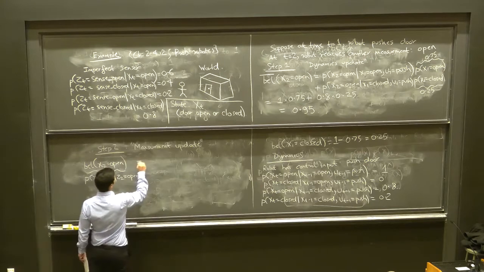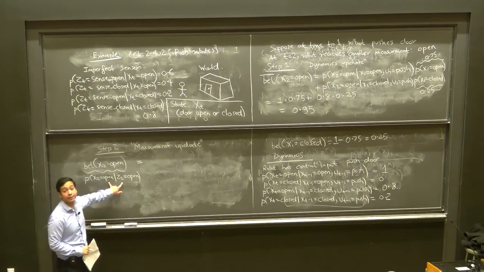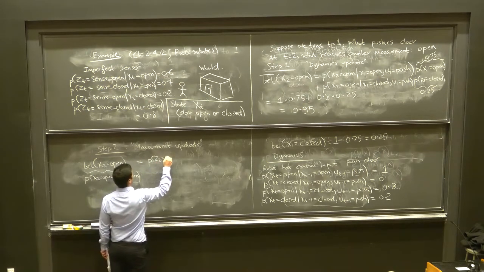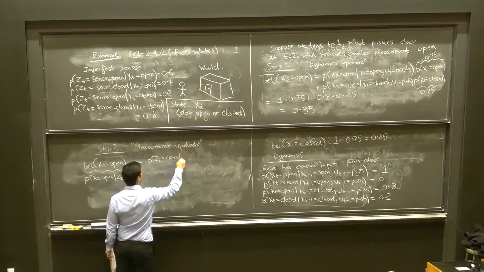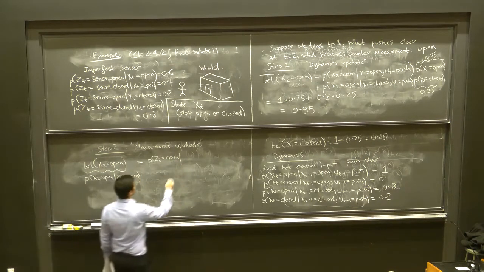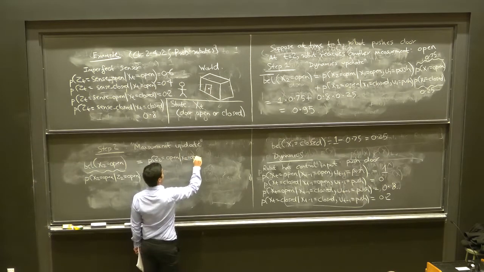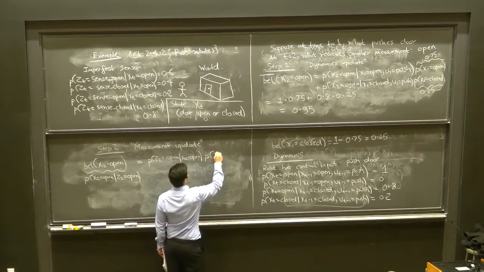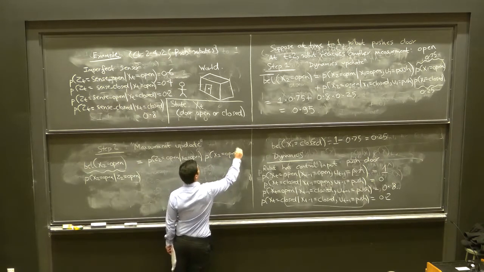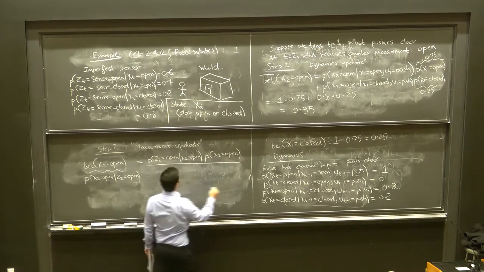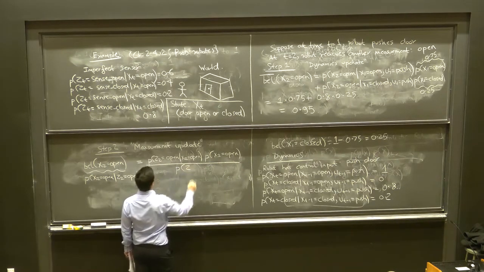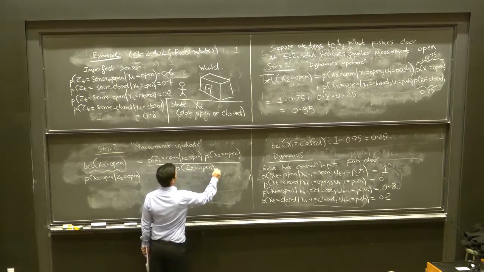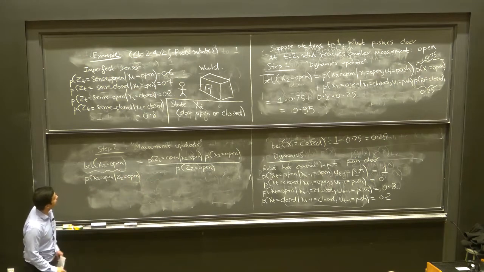So this is where Bayes' rule comes in. Again, we can invert this conditional probability. So this is the probability that the door is sensed to be open, given that the door was open, multiplied by the prior belief, divided by the total probability of receiving this sensor measurement.